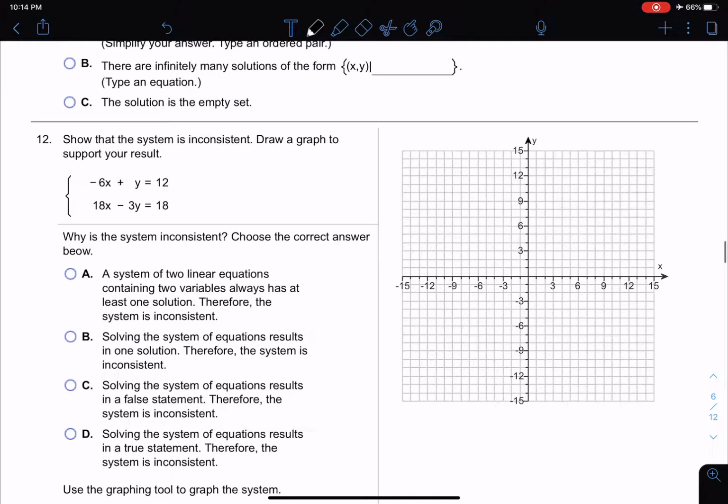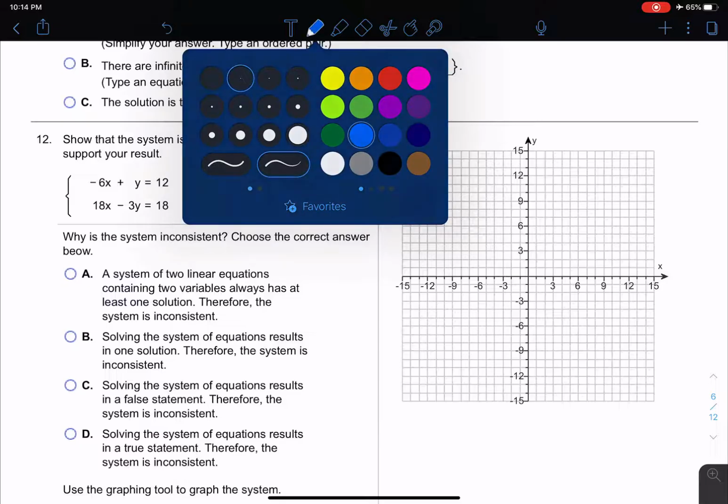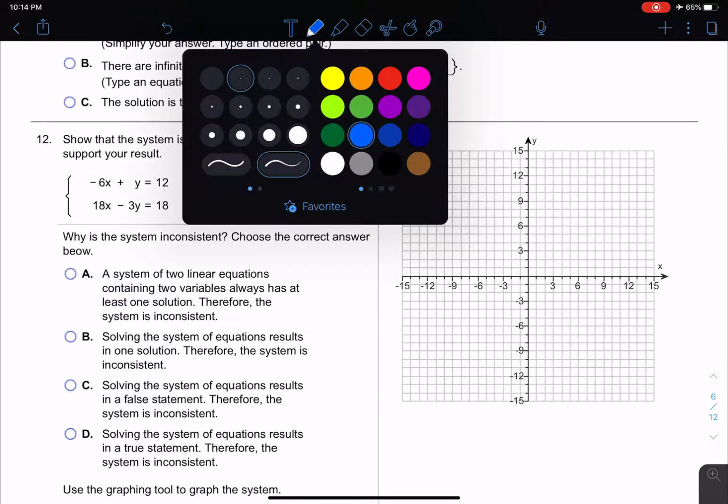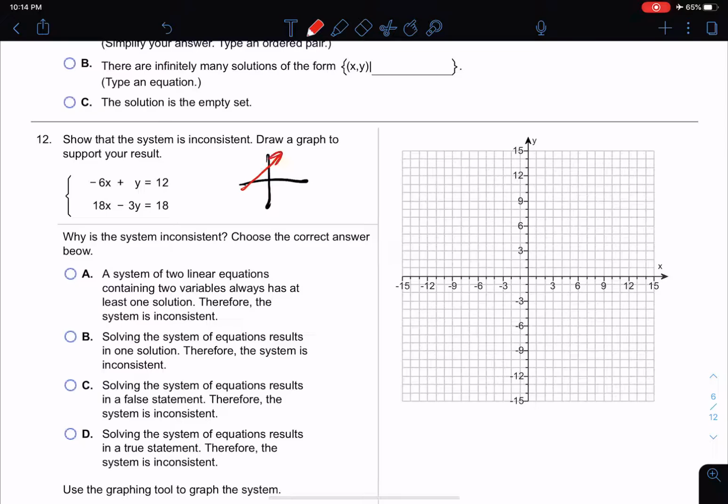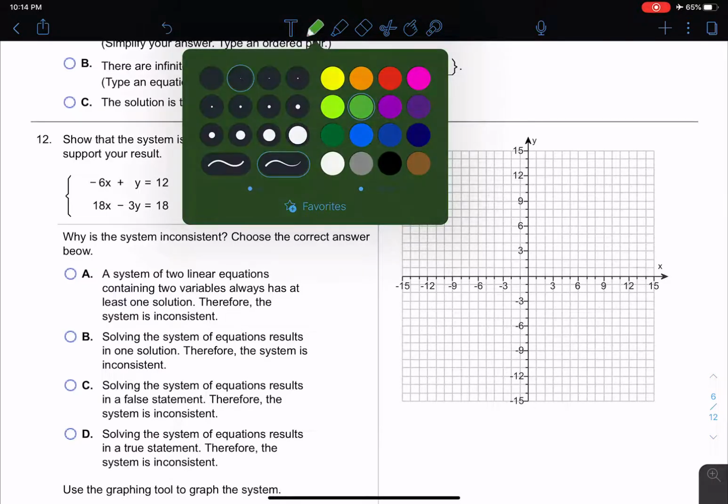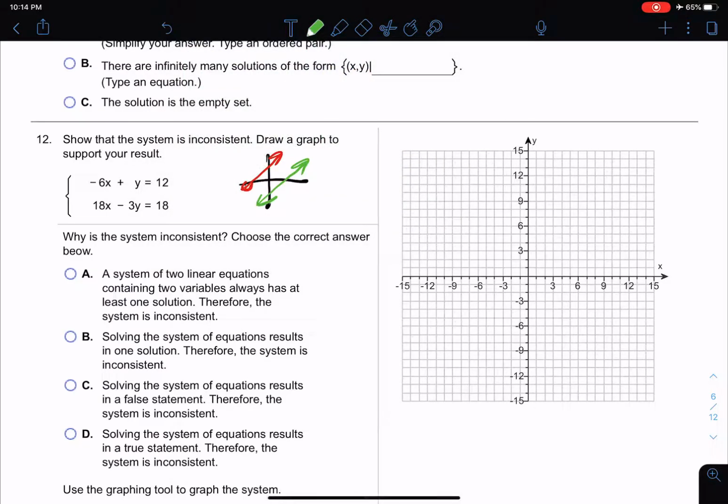Number 12 says, show that the system is inconsistent. What the heck does inconsistent mean? Inconsistent means that there's no solution. Well, I'm just going to do a quick sketch. I don't know what these graph out to, but if there's no solution, one of the graphs might be something like that, but the other one has to be parallel, because it's only parallel lines that make an inconsistent system, which means no solution. So they're asking us, show that the system is inconsistent, draw a graph to support your results.